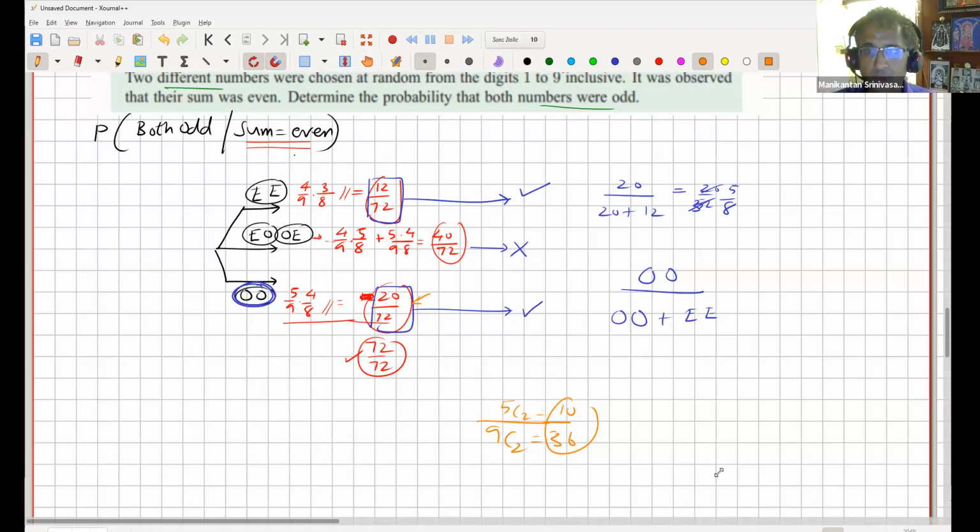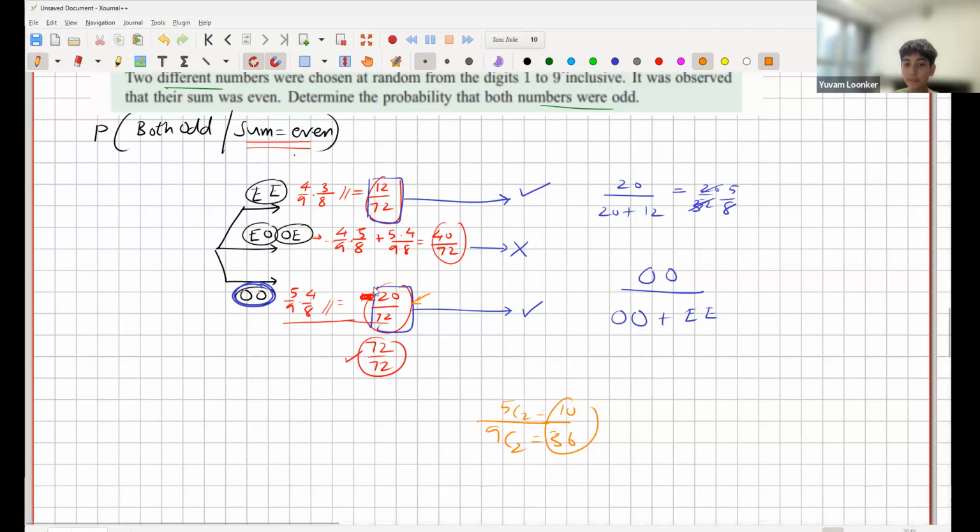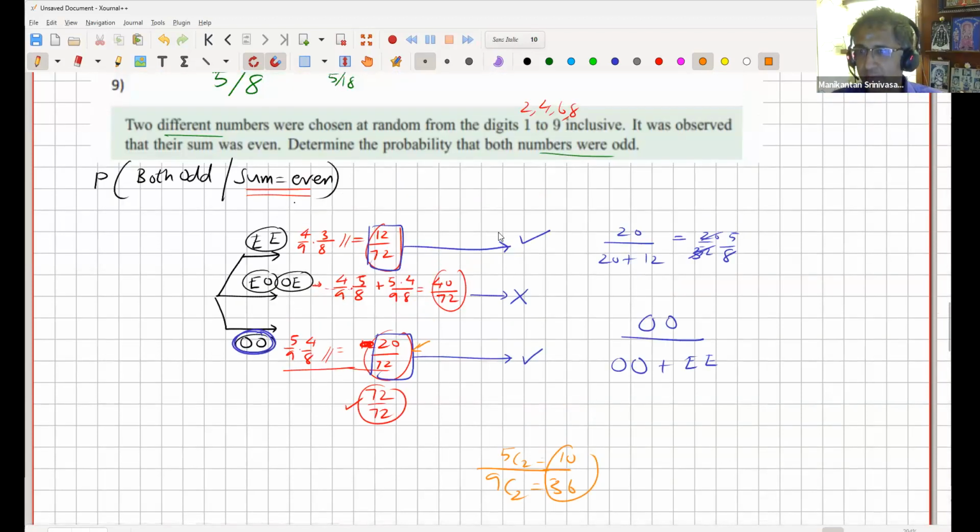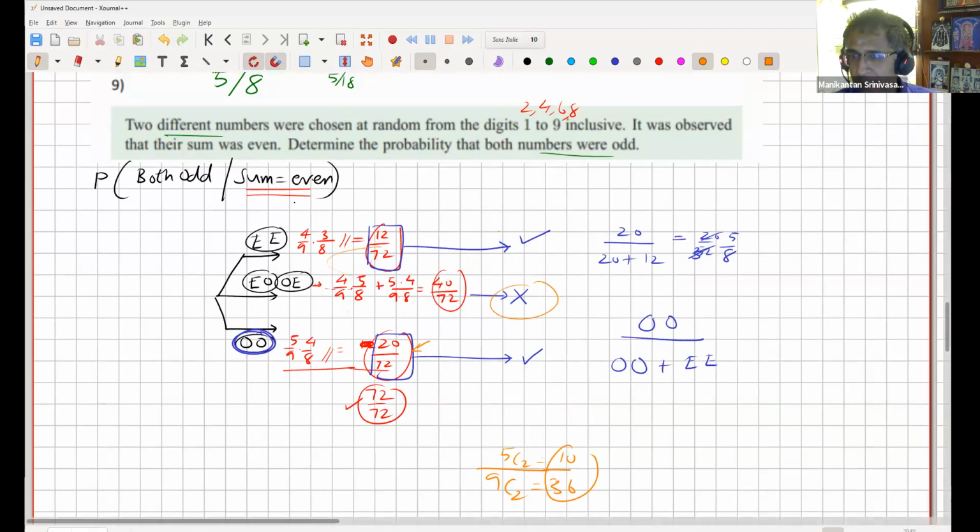But that's the probability that both numbers were odd. The question was not, what is the probability both numbers were odd? The question was, given their sum was even, what is the probability both were odd? So you're not using the information that both were adding up to an even number. Does it make sense? Which is why it's a conditional probability. You are given extra information that their sum added up to an even number, which means you know for sure this did not happen.